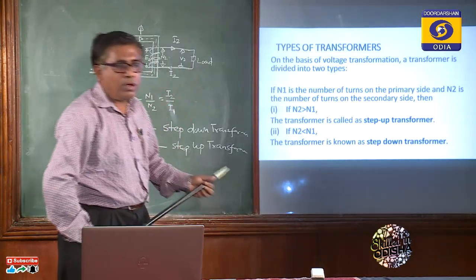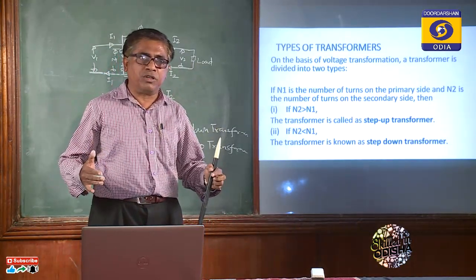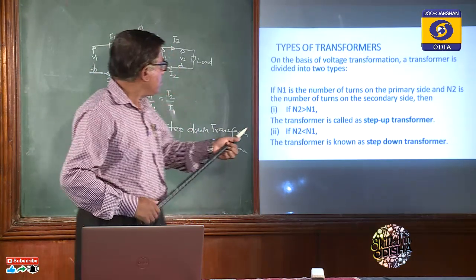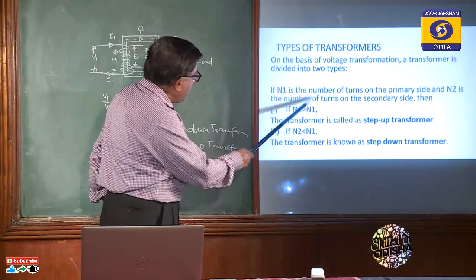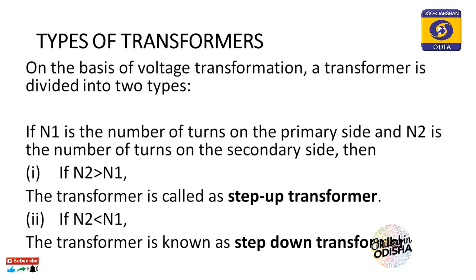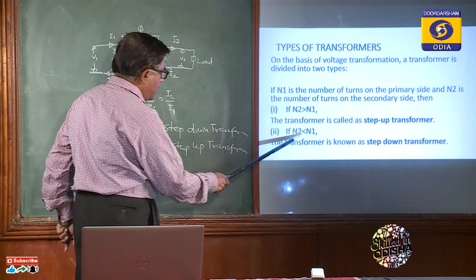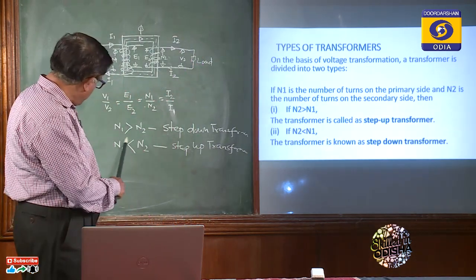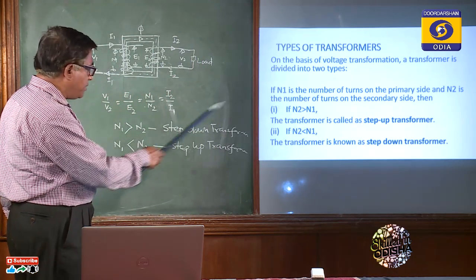On the basis of voltage transformation, that is step up and step down, transformers are divided into two types. If N1 is the number of turns on the primary side and N2 is the number of turns on the secondary side, if N2 is greater than N1, the transformer is known as a step up transformer. And if N2 is less than N1, the transformer is known as a step down transformer. Here I have written N1 is more than N2, same thing.